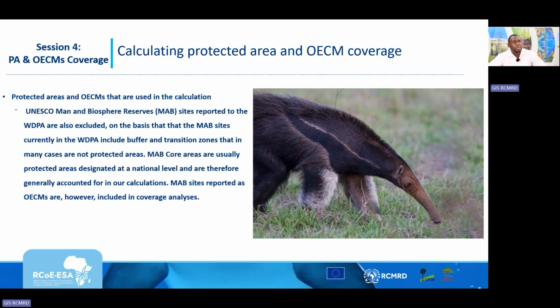Another thing we need to consider is what I mentioned: UNESCO Man and Biosphere Reserves sites reported to the WDPA are also excluded, for the reason that buffer and transition zones in many cases are not protected areas. And the core area of these sites usually overlaps with the national sites. So these sites are also not included in the calculation of the statistics.